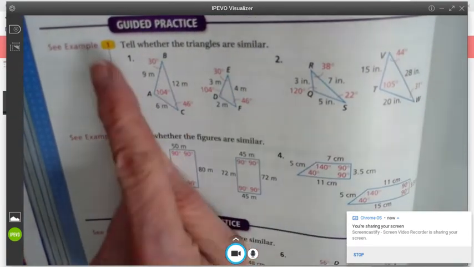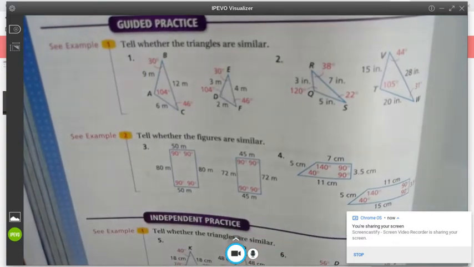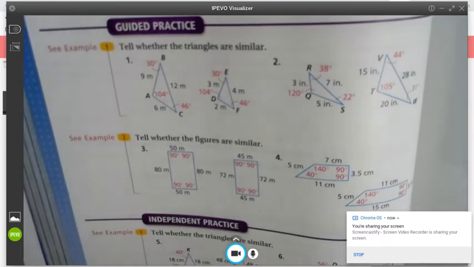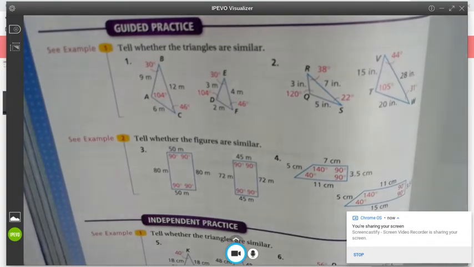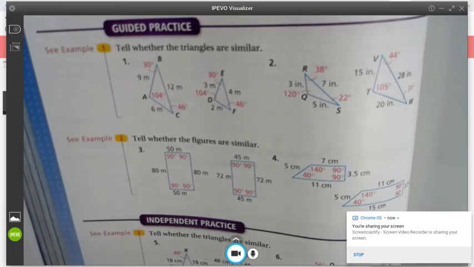Number one says, tell whether the triangles are similar. So basically, your answer to this is going to be a yes or a no. Yes, they are similar, or no, they are not similar. Let's just review what makes two shapes similar. If the corresponding angles are exactly the same and the sides are proportional, then the two shapes are similar.